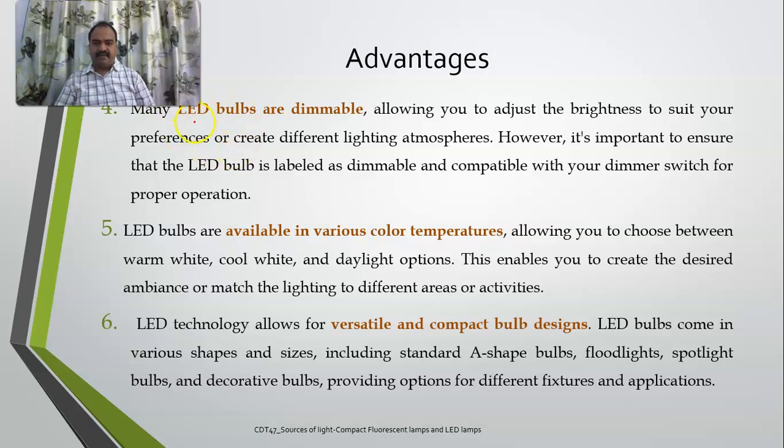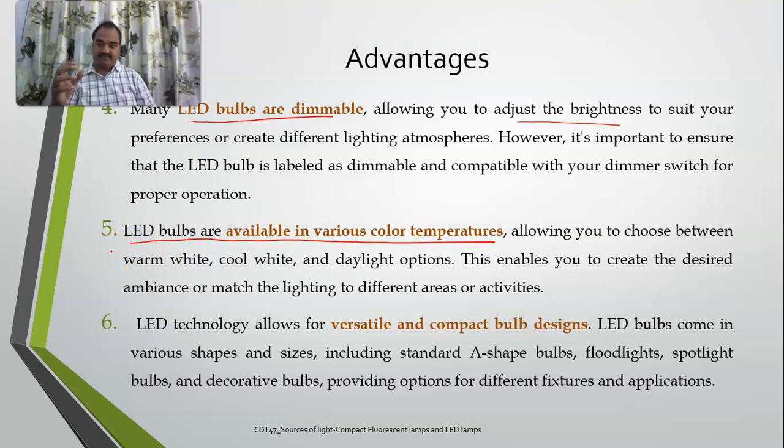And many LED lamps are dimmable. When you adjust the voltage, the light is automatically adjusted. This allows you to adjust the brightness to suit your mood, your preferences, your requirements, your atmosphere. Ensure that the LED bulb is dimmable, because the manufacturer should mention it; otherwise don't purchase it. And LED bulbs are available in various color temperatures.